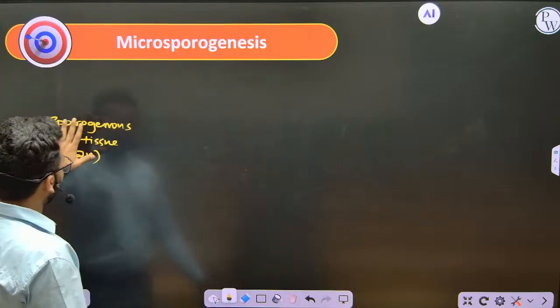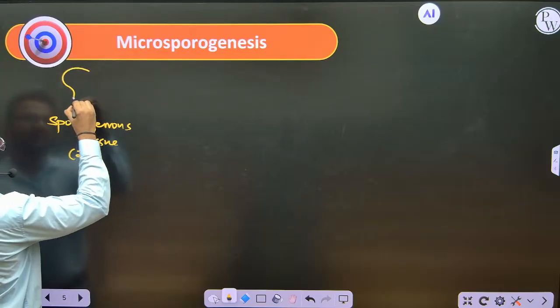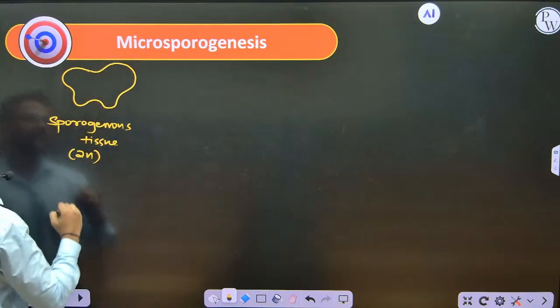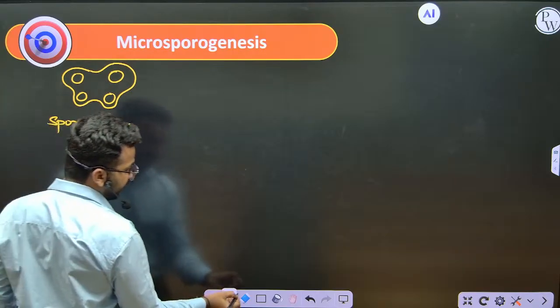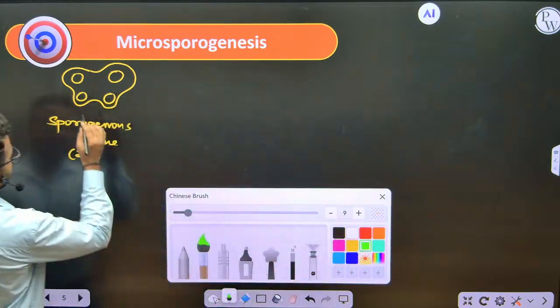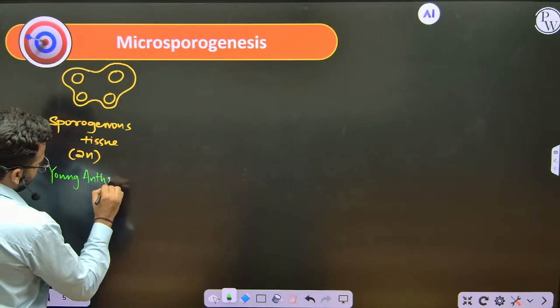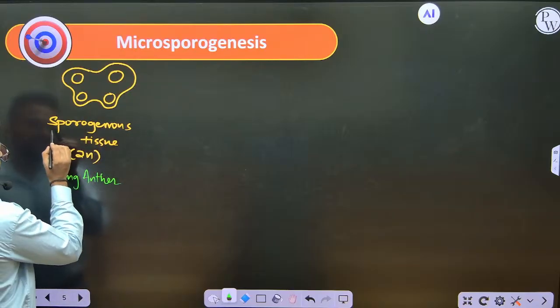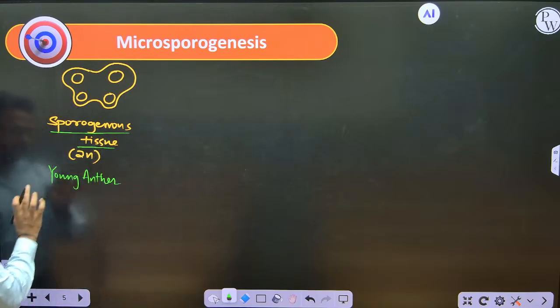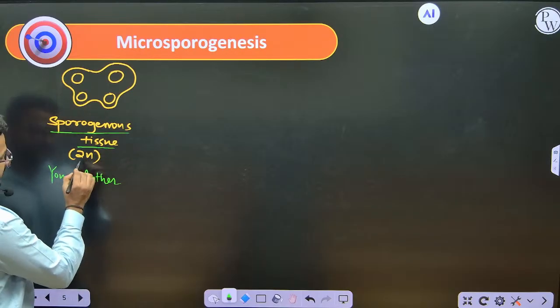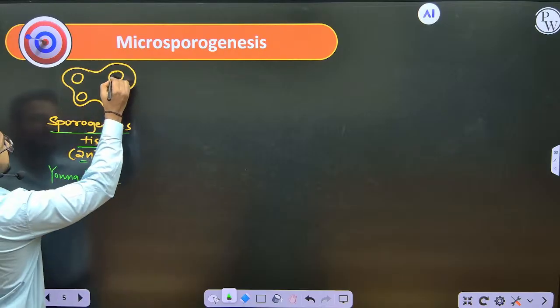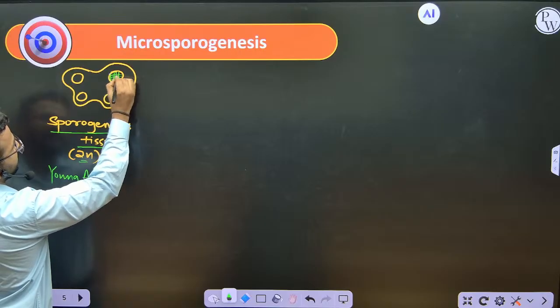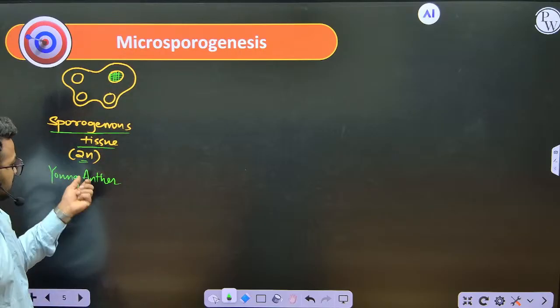Like that, if you observe the TS of an anther under the microscope, the microsporangium is there, the young anther. The young anther contains sporogenous tissue, meaning diploid chromosomes are there in the sporogenous tissue. This is in a young anther, and the sporogenous tissue is in a diploid state.